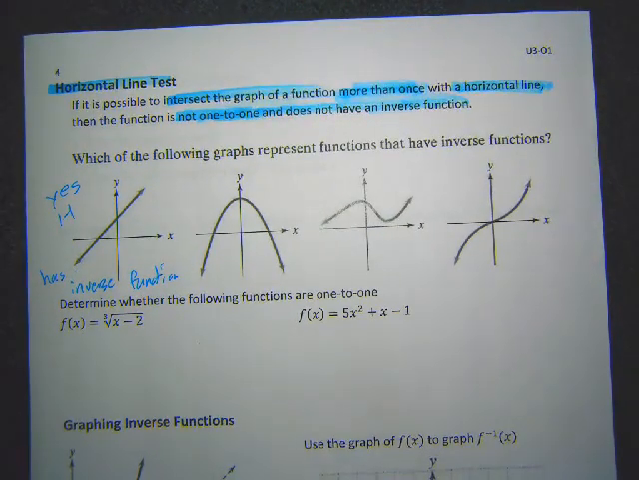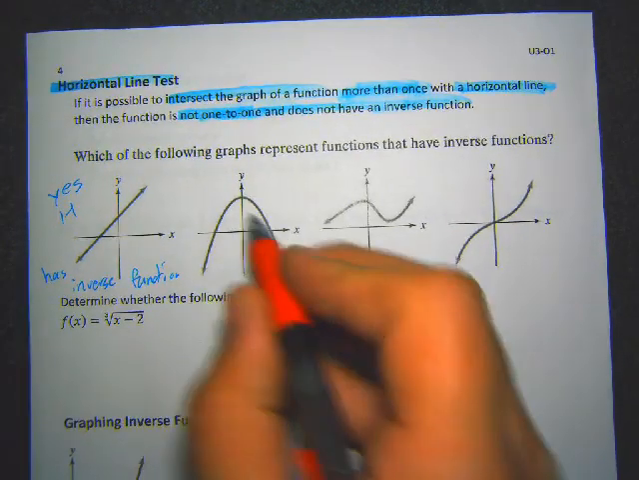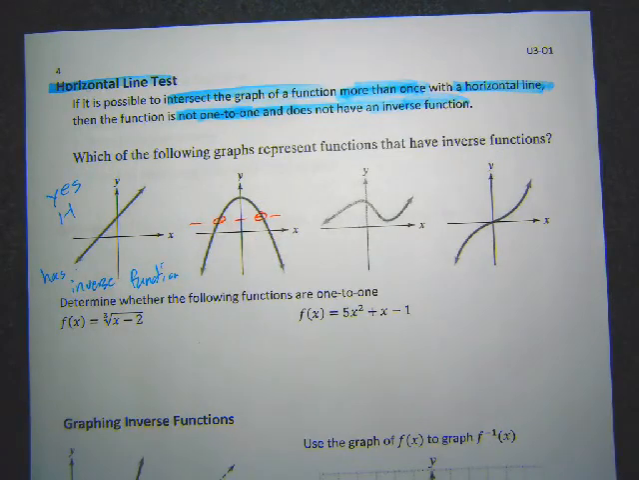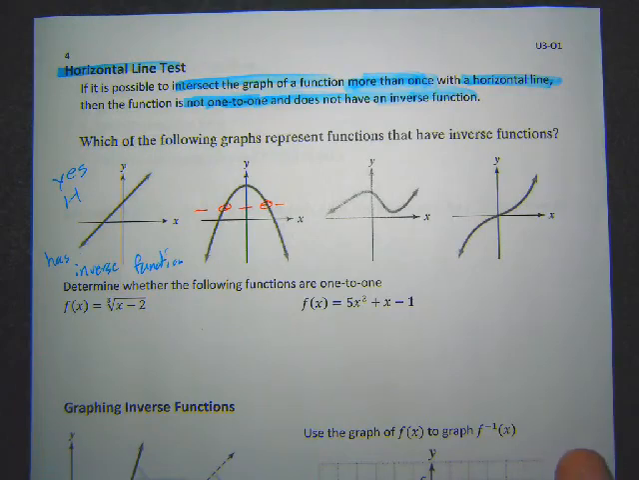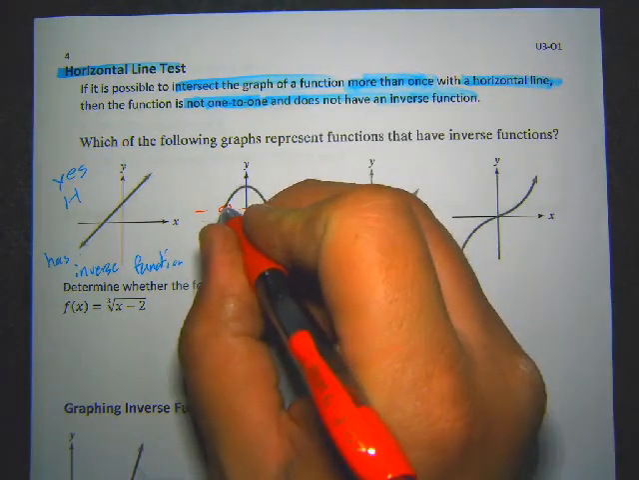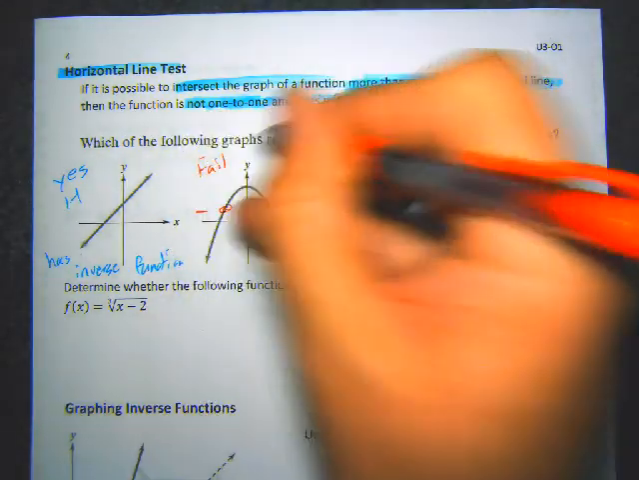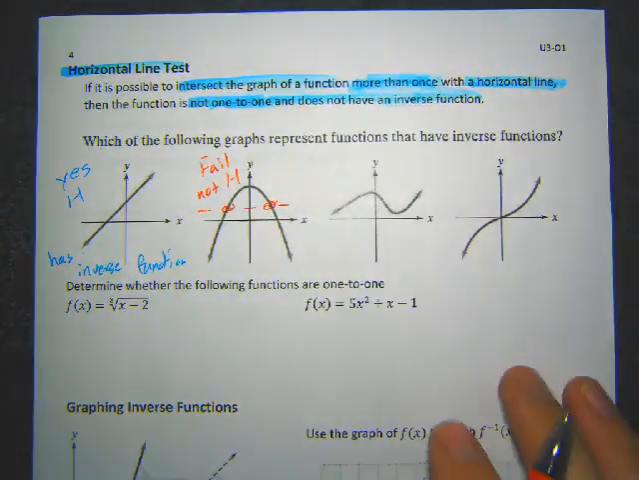They are one-to-one. Now here, this is a pretty common parabola. We saw a bunch of these, and this one actually fails, right? Because I can draw a horizontal line right there, and it crosses twice. So this one does not have an inverse function. Parabolas, these quadratic functions, don't have nice inverse functions because they fail. This one fails the horizontal line test. It crosses twice, so it's not one-to-one. It does not have an inverse function.